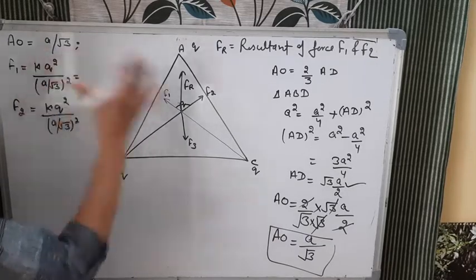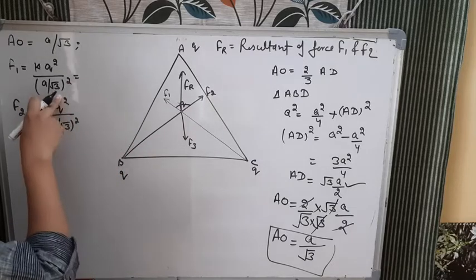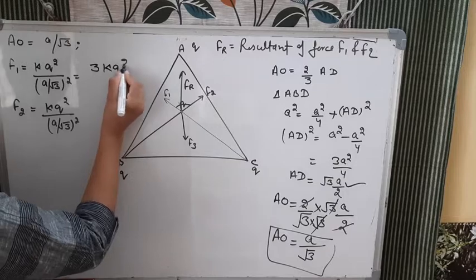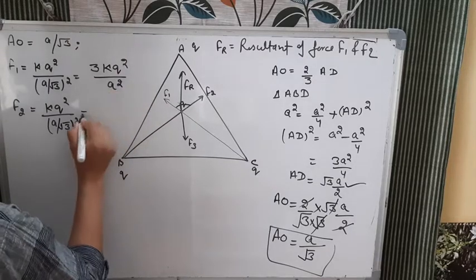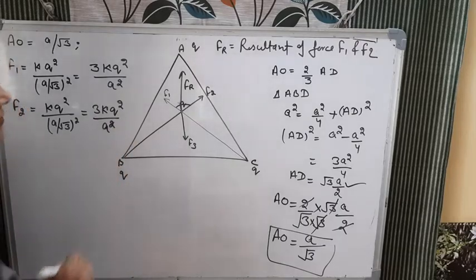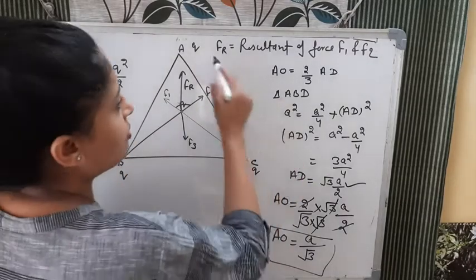If you will solve it further, तो क्या होगा? This root 3 square will be 3 and 3 will go upside. So this will come 3kQ square by a square. Same way, it will also be 3kQ square divided by a square. Now what I am saying, we need to find out the resultant force, that is Fr.